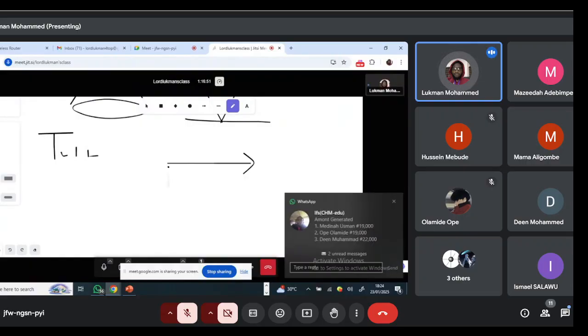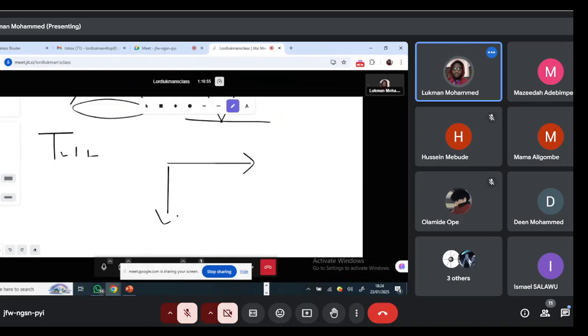Okay, there's another one going downward. There's one going upward, there's another one going downward, and then there's one going this way. Let me call each and every one of them F. This is F1, this is F2, and then this is F3.